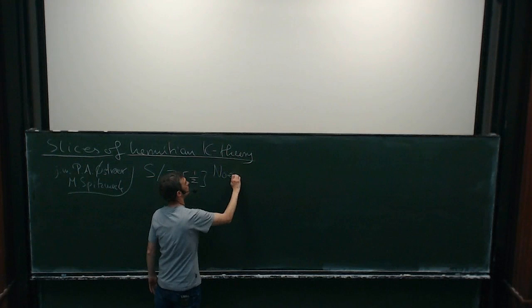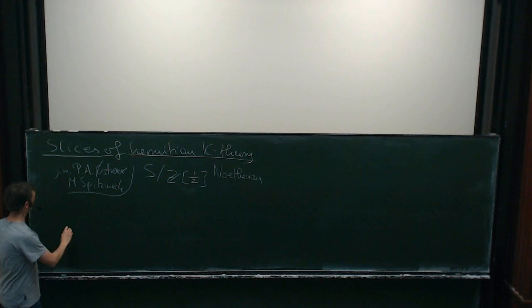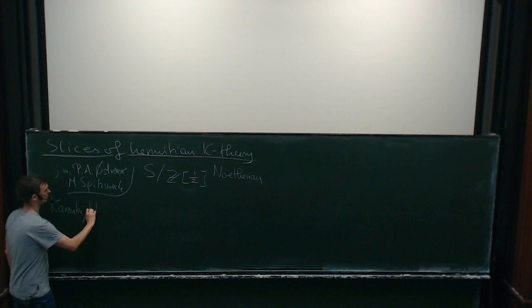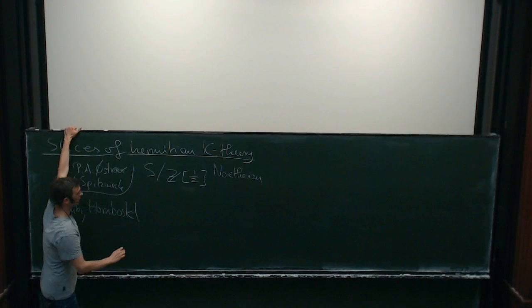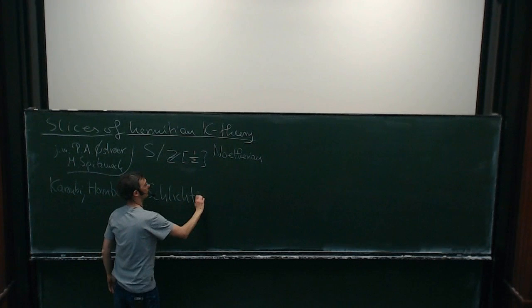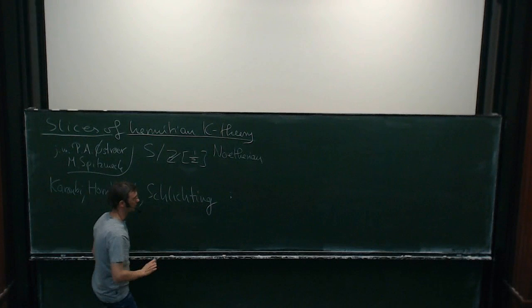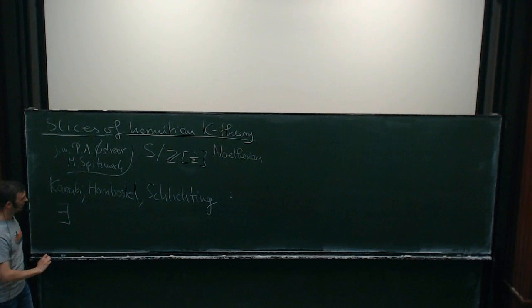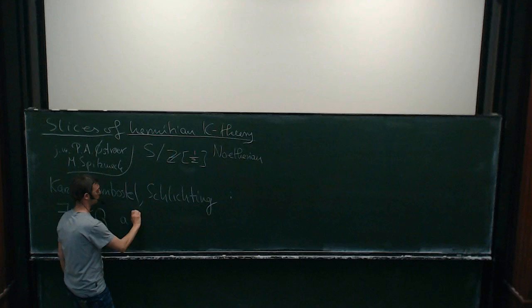And then there is work, which of course goes back to Karoubi, but the first explicit construction has been given by Jens Hornbostel, and of course this owes also a lot to work of Marco Schlichting, and probably I have to add a few more names, but I won't. There is some object KQ, which is a P1 spectrum.